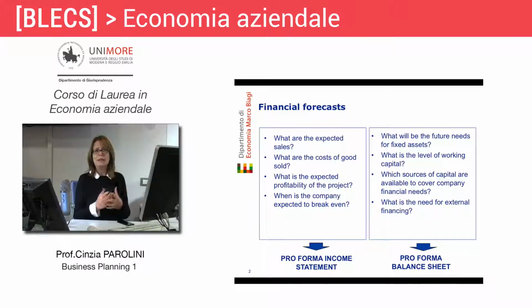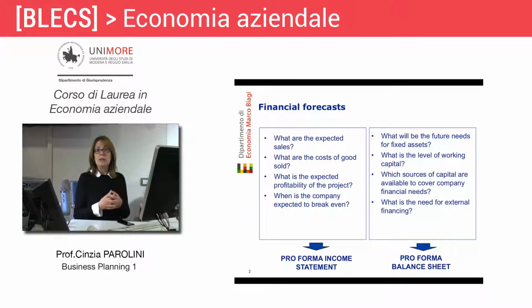The second statement in a financial forecast is given by the pro forma balance sheet. In the pro forma balance sheet, again, we have two sections. In one section, we have the assets, that is the uses of funds. How are we going to use our funds? We can use our funds buying fixed assets, that is equipment, furniture, computers, and so on.